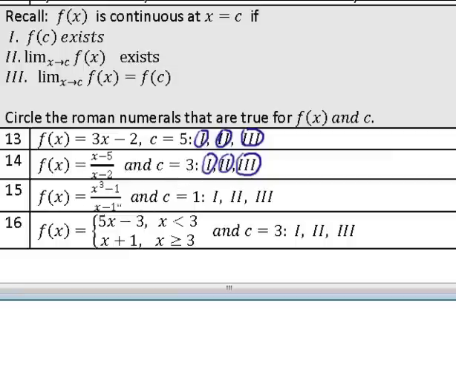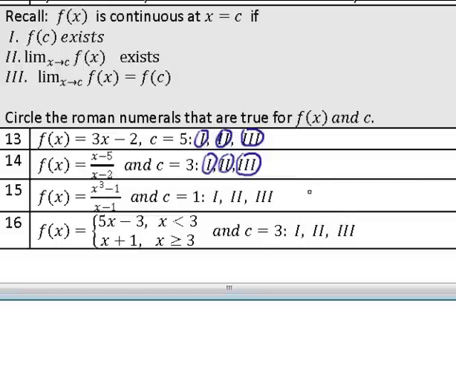All right, let's look at number 15. We're talking about c equal 1. So first of all, we want to know, is 1 in the domain? Well, no, because of this x minus 1 over here, so we don't circle this. Okay, condition 2, does the limit exist? Yes, here the limit does exist. We can factor x cubed minus 1 and cancel the x minus 1 from top and bottom, and we'll see that the limit does exist.